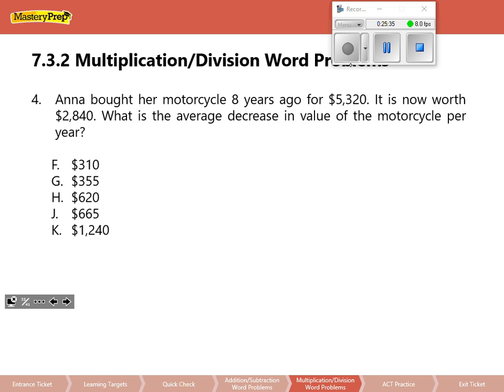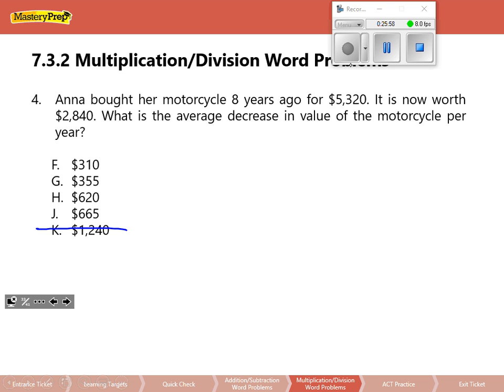Because realistically, we know no matter how long you keep a motorcycle or any type of vehicle, its actual value will never hit 0. Because you can still sell it for scrap. Metal's still going to hold its value no matter what you do with it. So that probably isn't it.